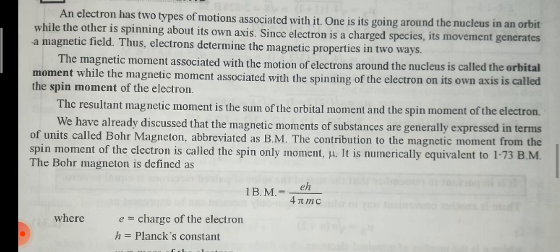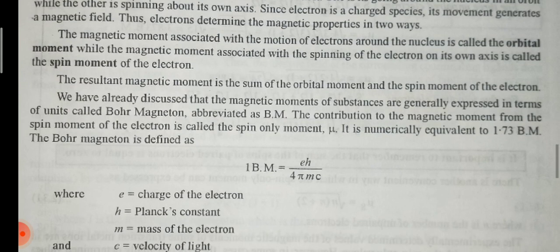The magnetic moment associated with the motion of the electron around the nucleus is called the orbital moment, while the magnetic moment associated with the spinning of the electron on its own axis is called the spin moment of the electron. The resultant magnetic moment is the sum of the orbital moment and the spin moment of the electron. We have already discussed that the magnetic moment of substances is generally expressed in terms of a unit called the Bohr magneton, abbreviated as BM.